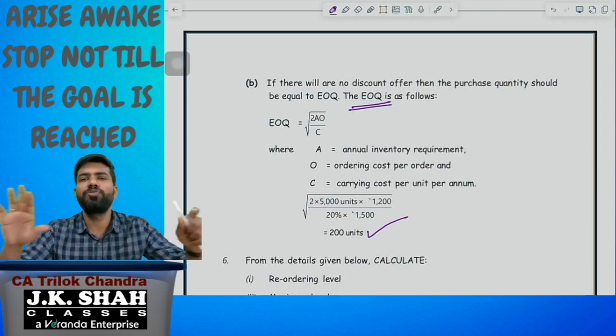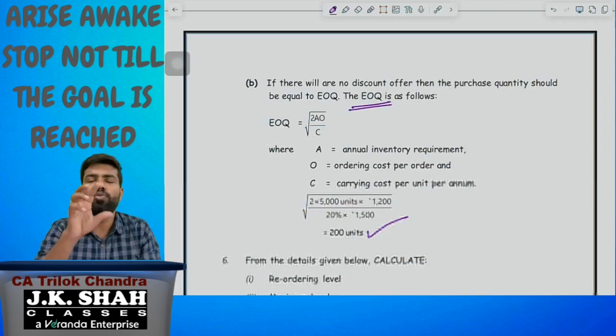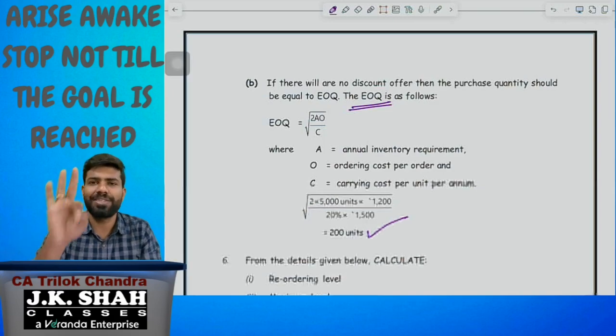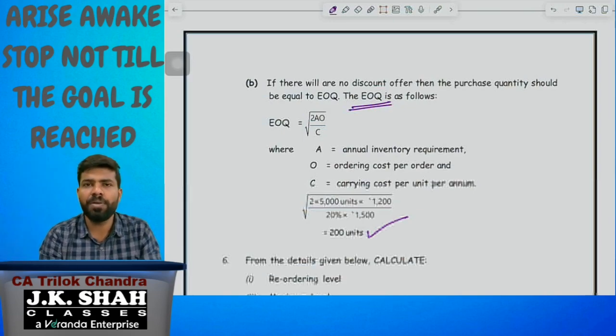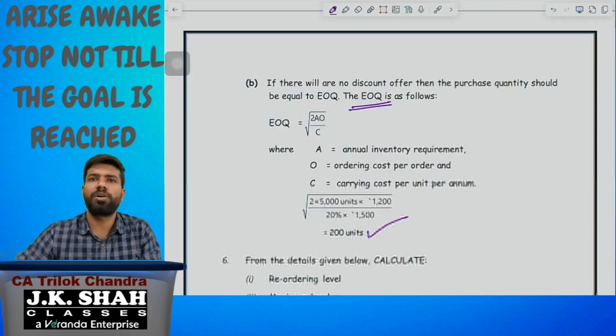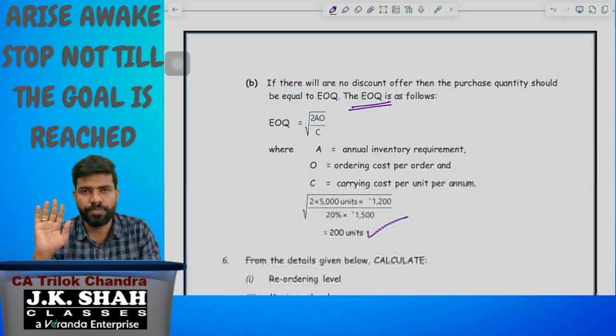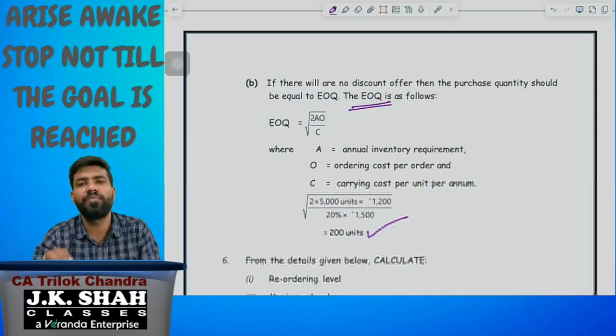And the format is no need to learn by heart. Total cost means purchase cost plus ordering cost plus carrying cost. Purchase quantity into price gives the purchase cost. Number of orders into ordering cost per order gives the ordering cost. Next, average stock one column, carrying cost per unit per annum one column, and the multiple of that is carrying cost. The total of these three is the total cost, totally 9 columns. Remember the format with the logic so that you feel comfortable in the examination. Okay, next.